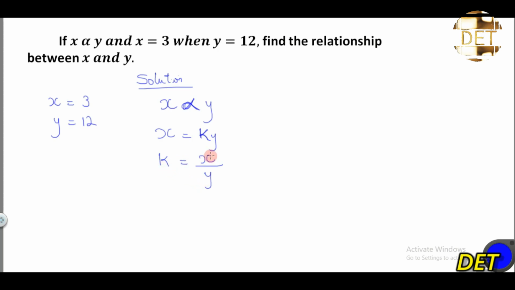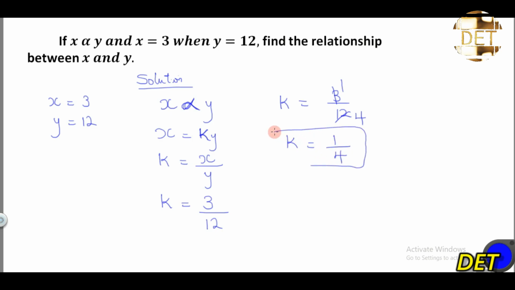So if K is equal to X over Y, I am given that the value of X is 3. So my constant K will be equal to 3, the value of X, over Y, which is 12. So K will be equal to 3 all over 12, right? 3 into 3 is 1, 3 into 12 is 4. So my K will be equal to 1 all over 4. This is my constant, my value for K.